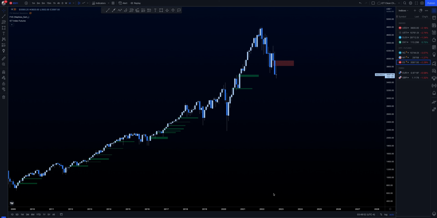I'm the Nomadic Trader. Today's date is the 16th of October 2022, and I'm going to take your attention straight into the continuous chart, which is ES1 exclamation mark, the ticker symbol for the S&P.